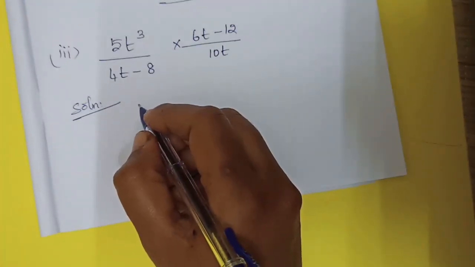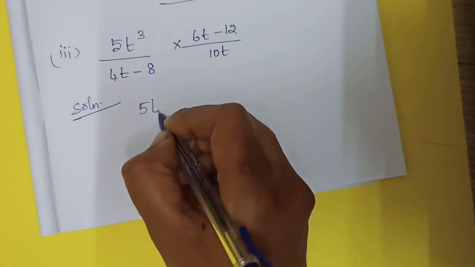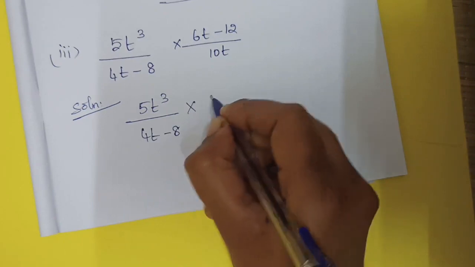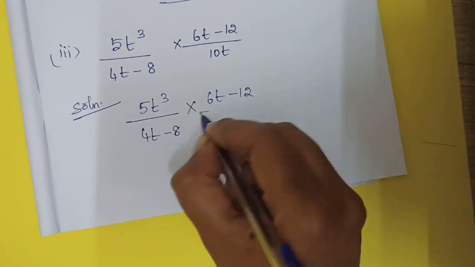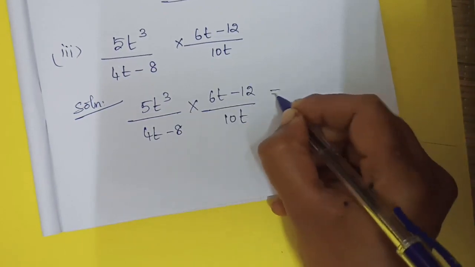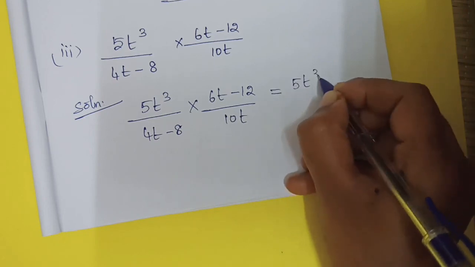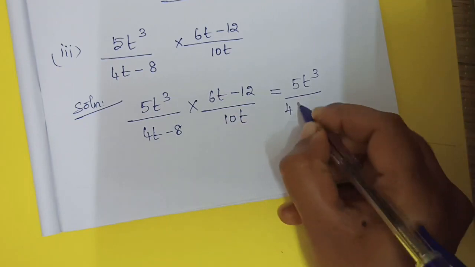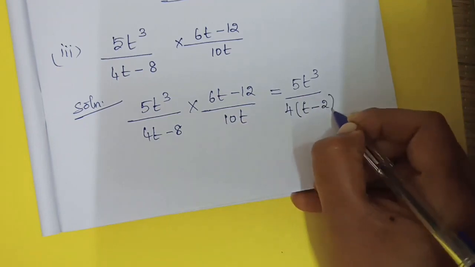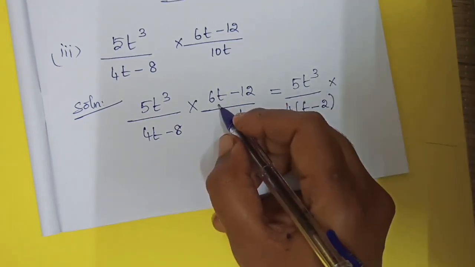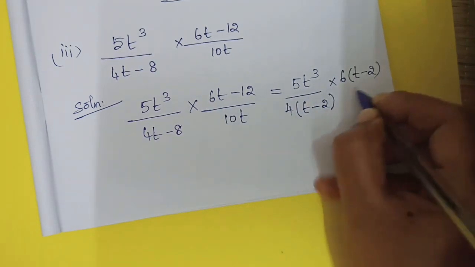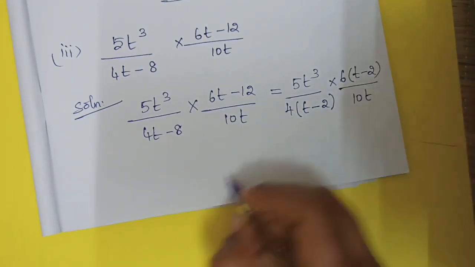See the next problem, the third one. It's so easy, no? Okay, listen. 5t cube by 4t minus 8, into 6t minus 12 by 10t, which is equal to 5t cube by, 4 we can take as common, no? So 4 into t minus 2. And here 6 we can take as common. So 6 into t minus 2 divided by 10t.